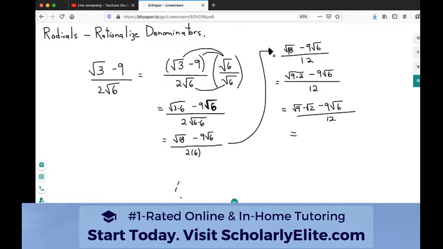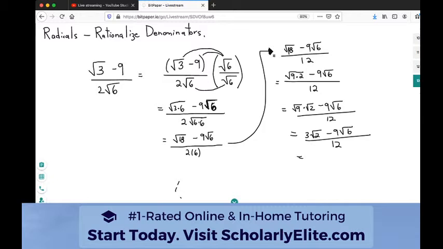And I'm sure we all know that the root of 9 is 3. And so we're left with 3 root 2 minus 9 root 6, all over 12. And now I'm going to say to myself, okay, I've got a bunch of coefficients here, and I also have a number just by itself. How can I reduce this as much as possible to actually keep this as simple as humanly possible?